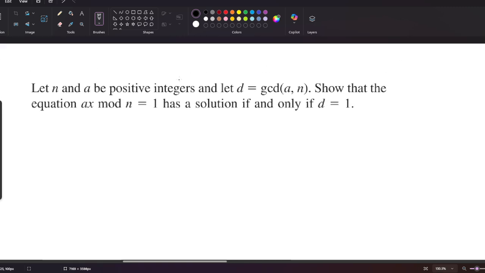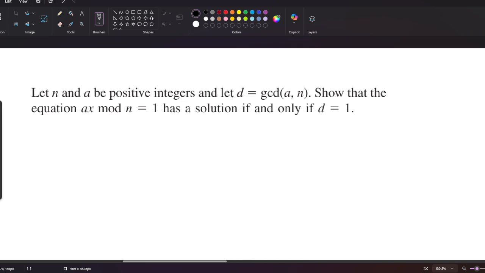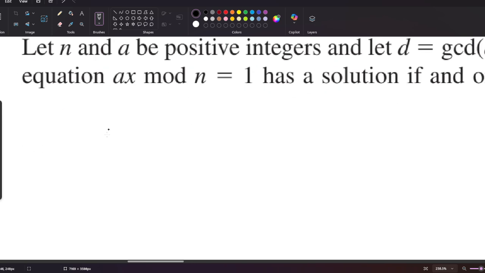Let n and a be positive integers. d is the greatest common divisor. We have to show that the equation ax mod n equals 1 has a solution only if the greatest common divisor is equal to 1. Now let's rewrite the equation in a nicer form. ax equals ny plus 1. x and y are some integers.